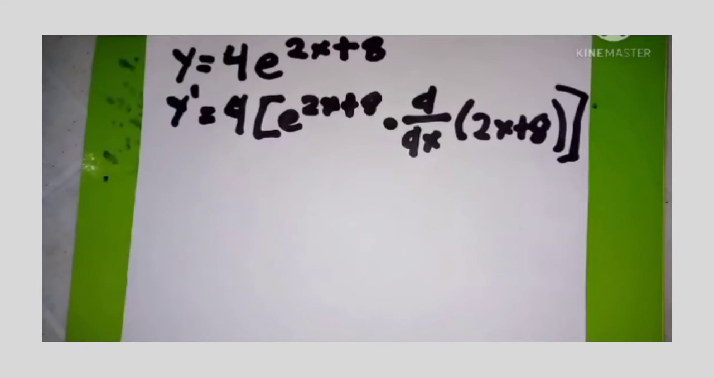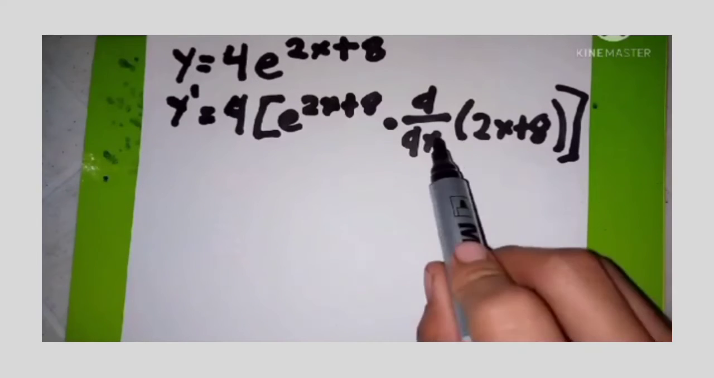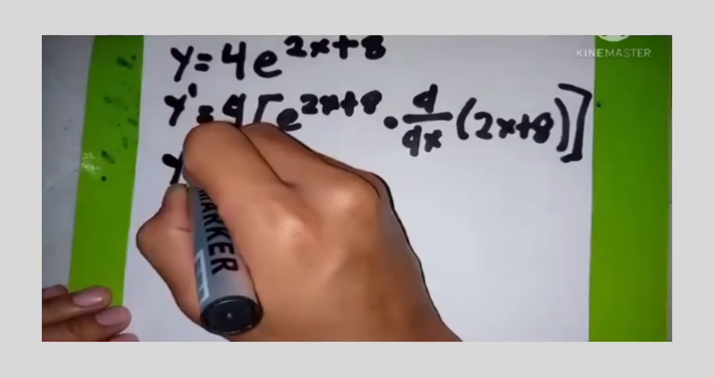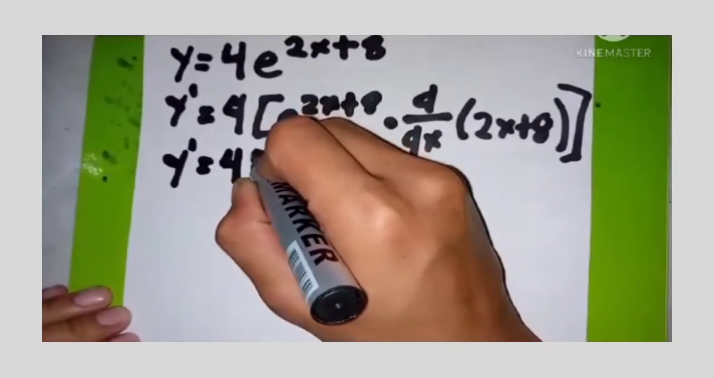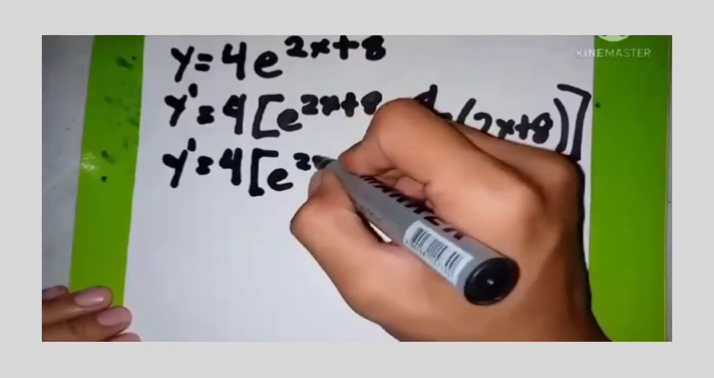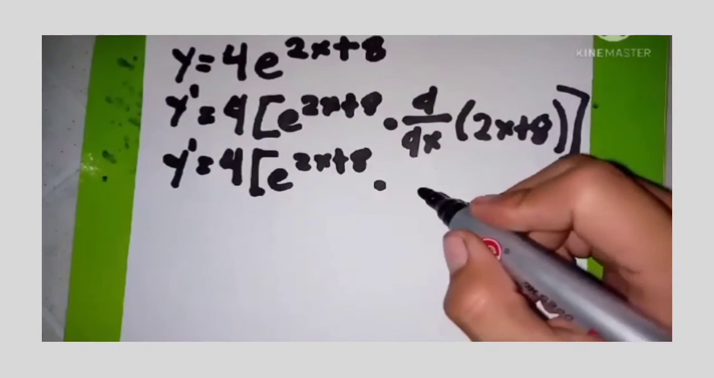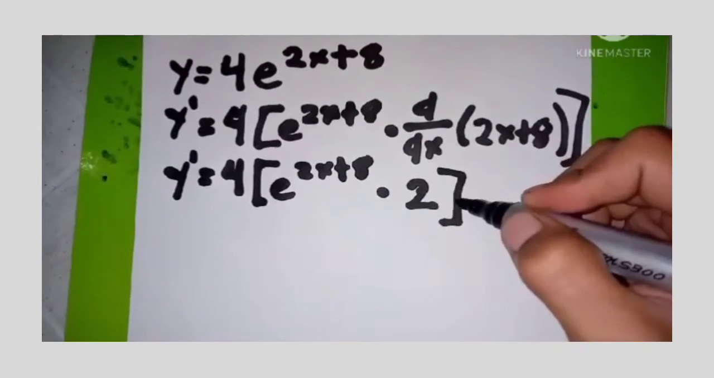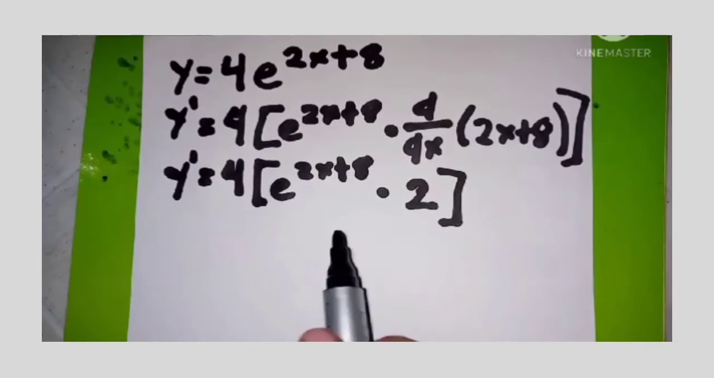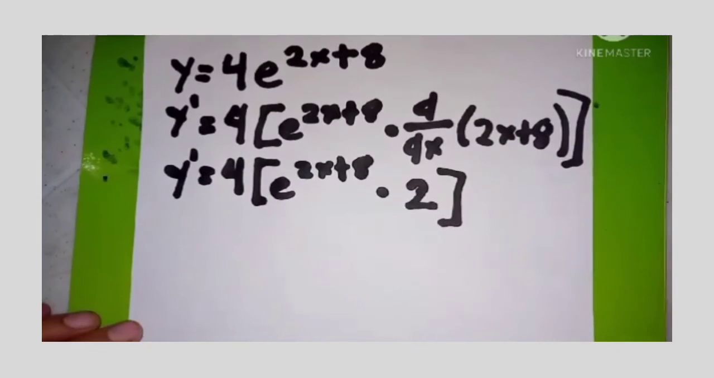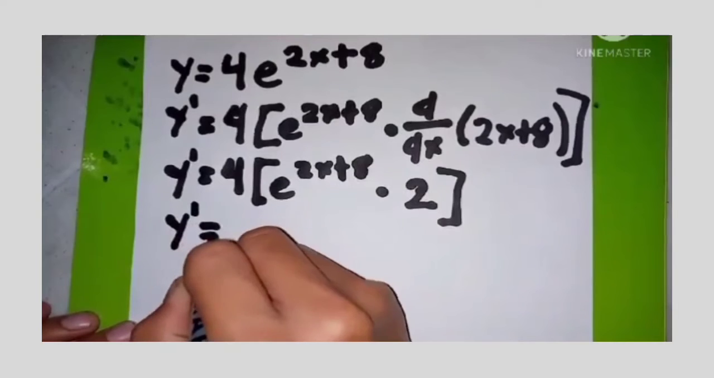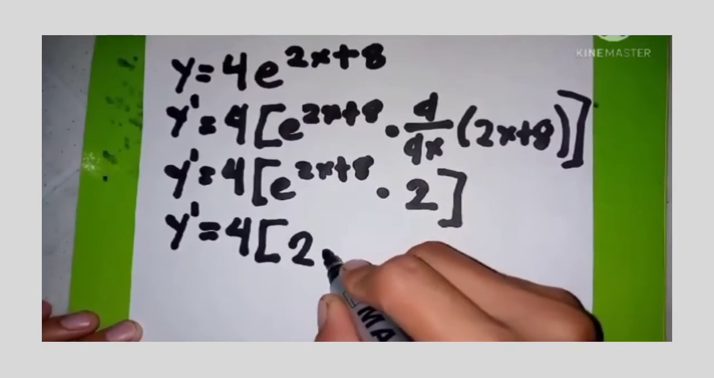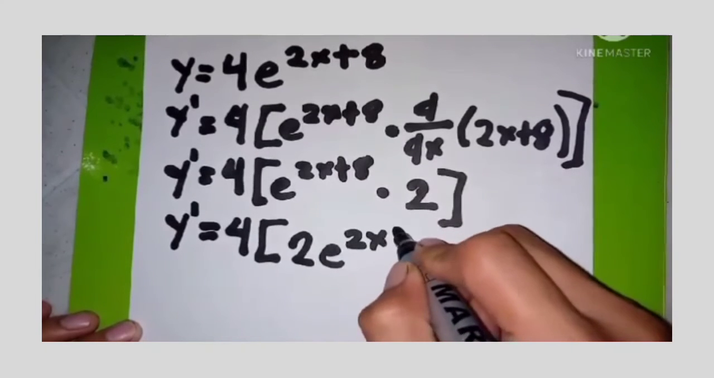Next, we need to multiply the derivative to 2x plus 8. So y prime is equal to 4, copy the e raised to the power of 2x plus 8, and the derivative is 2. Next, we multiply these, so y prime is equal to 4 times 2e raised to the power of 2x plus 8.